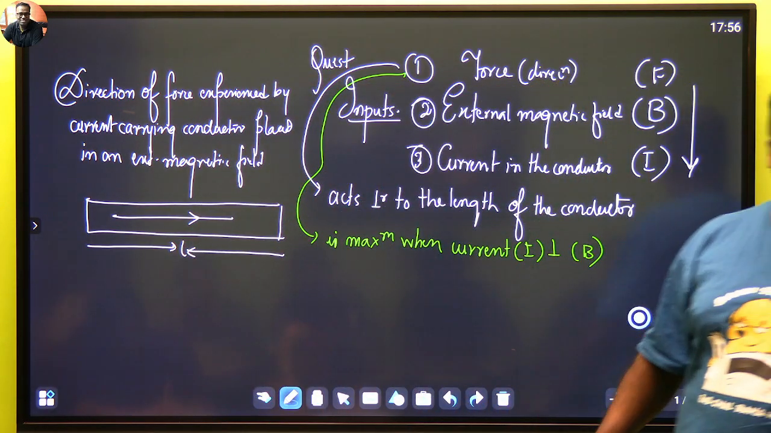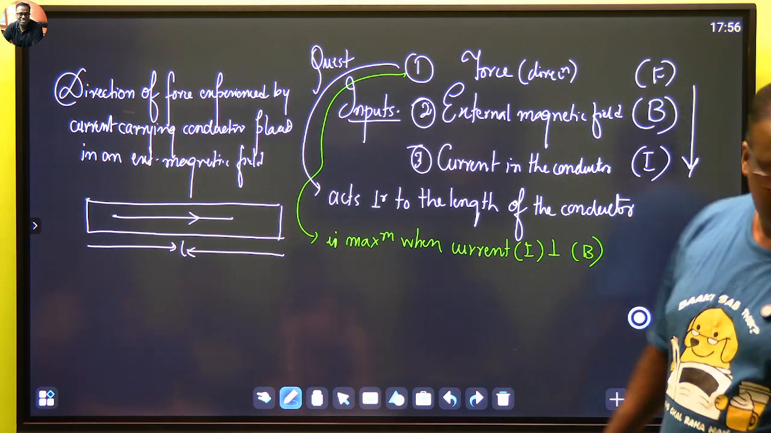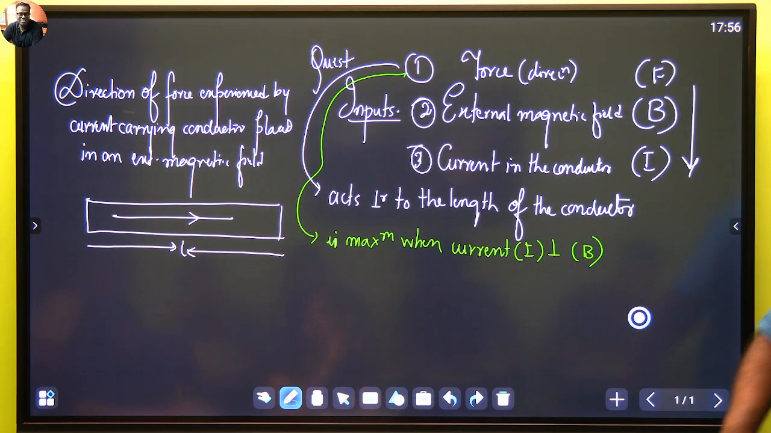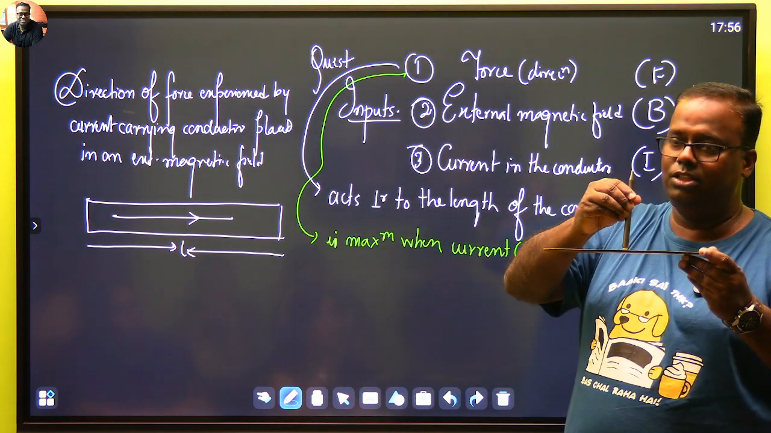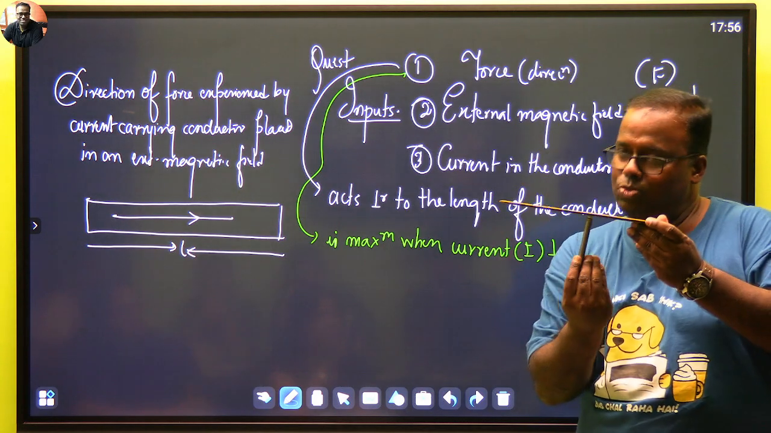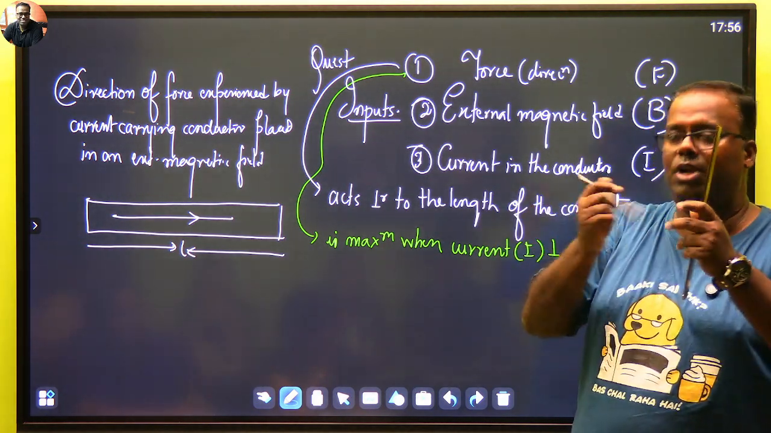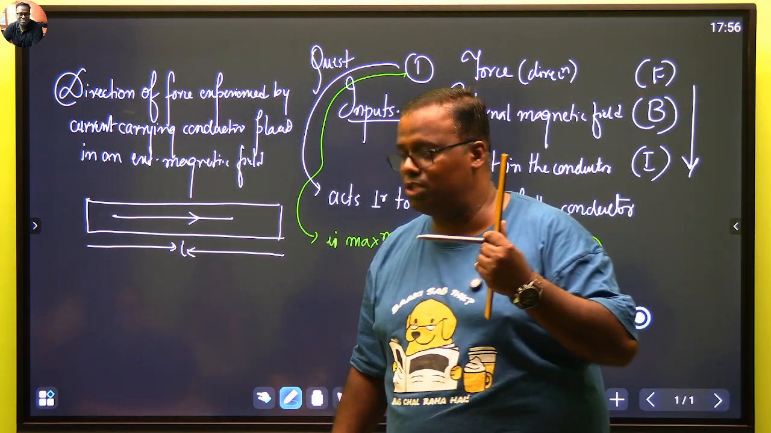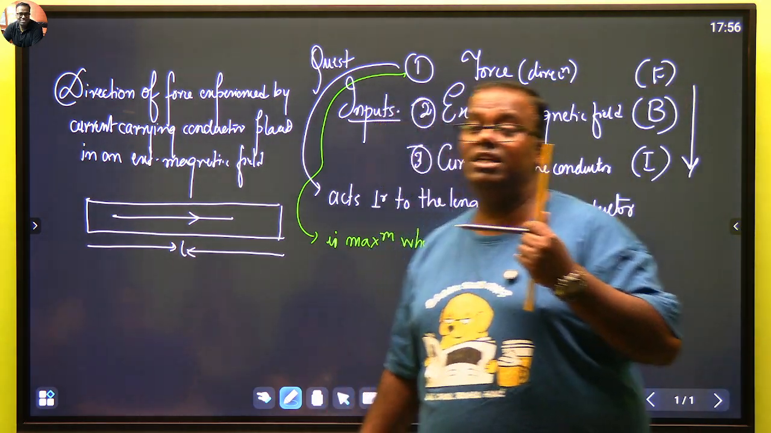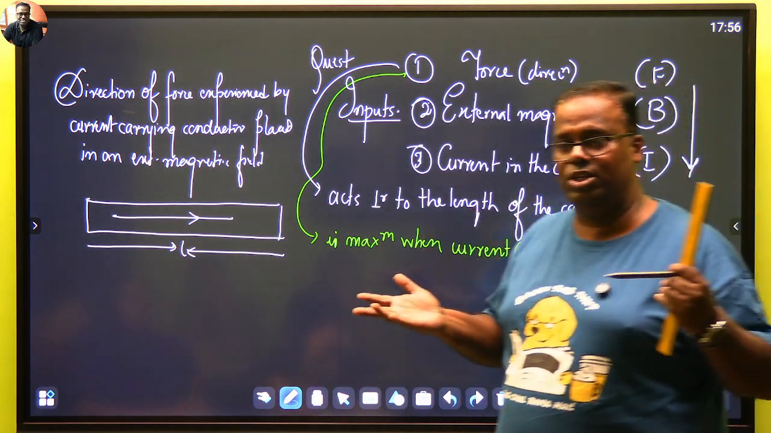Please understand, it is not that hard. This is a current carrying conductor. The force always acts perpendicular to the conductor, either this way, or this way, or sidewards, or this way. It will always be perpendicular. And it says that the force is maximum when the magnetic field and the current are perpendicular to each other.